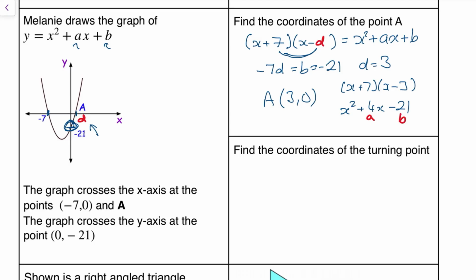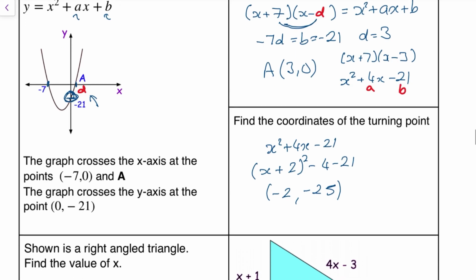Next part, find the coordinates of the turning point. Now, a few ways of doing this, but actually I think, given I've just worked it out, let's use that above. So I've got x squared plus 4x minus 21. Complete the square is x plus 2 squared minus 4 minus 21, which is going to give me a turning point of minus 2. Minus 4 minus 21 is minus 25, so minus 2, minus 25. Again, cleverly worded questions. Good question. I like that question. Next one.